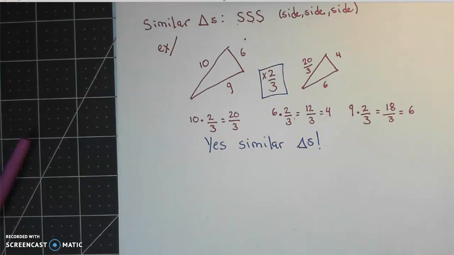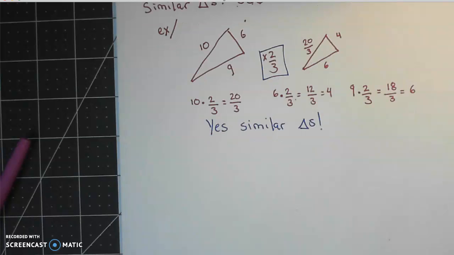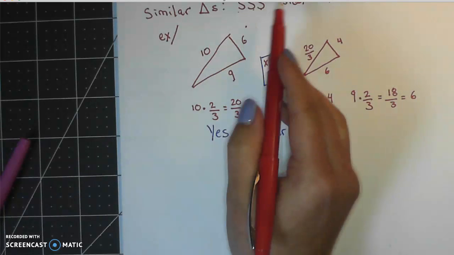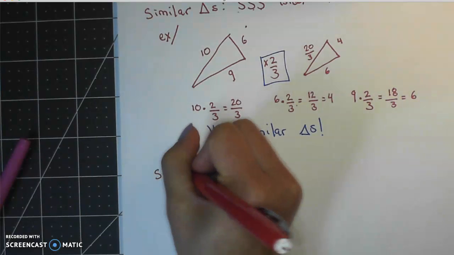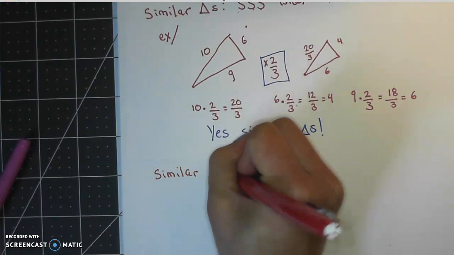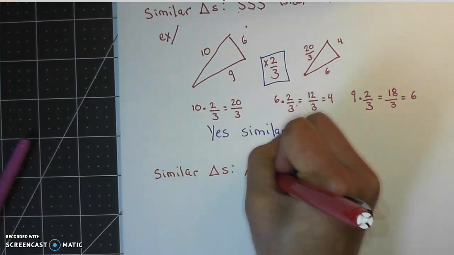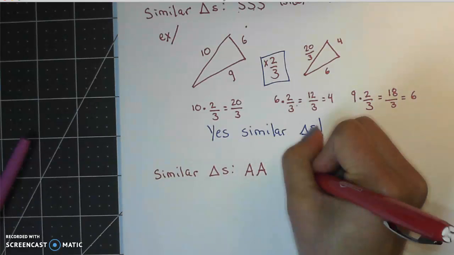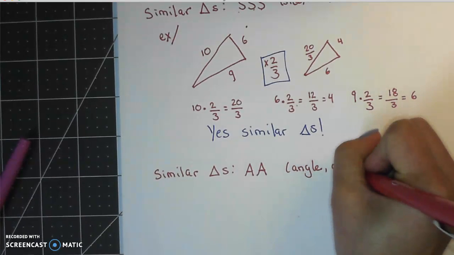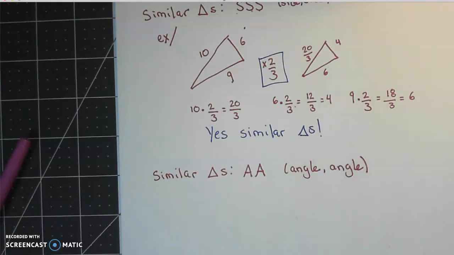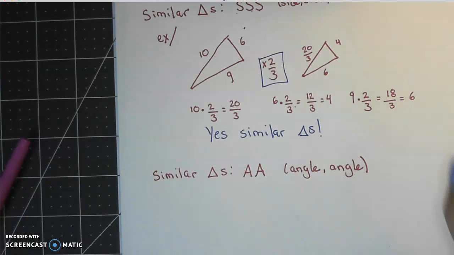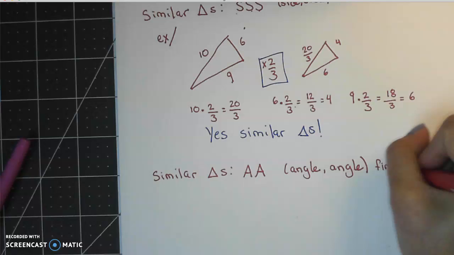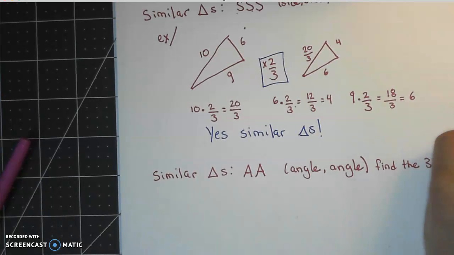Hopefully you were able to do that practice. Next up, we're going to talk about similar triangles using their angles. So, similar triangles using AA, which stands for angle, angle. And what's kind of cool is if we know two angles in a triangle, we can find the third, because we know that they add to 180.